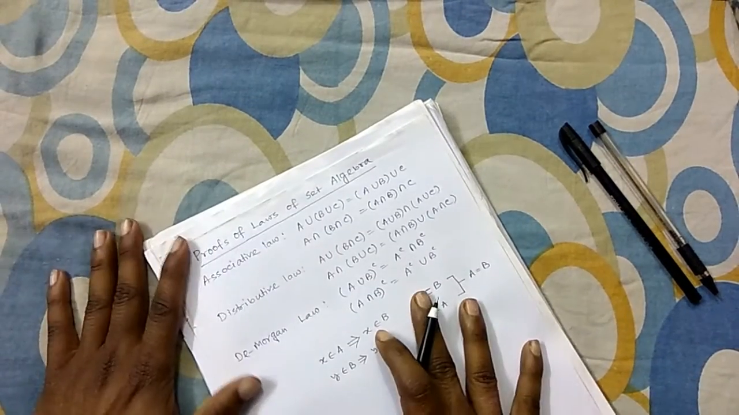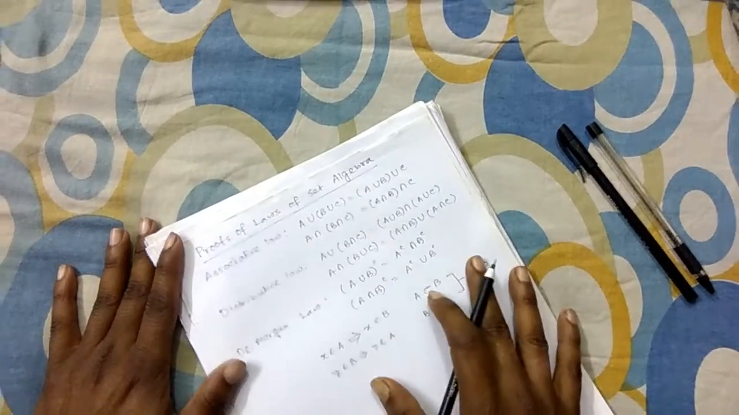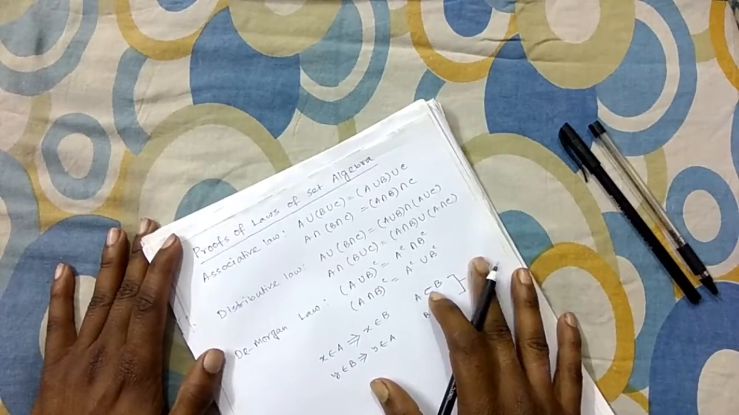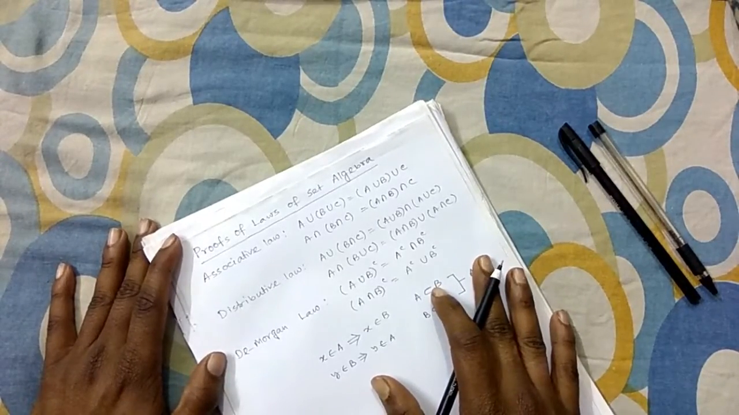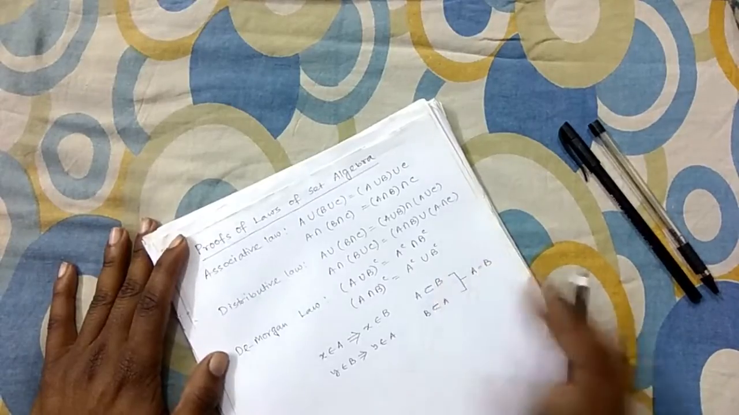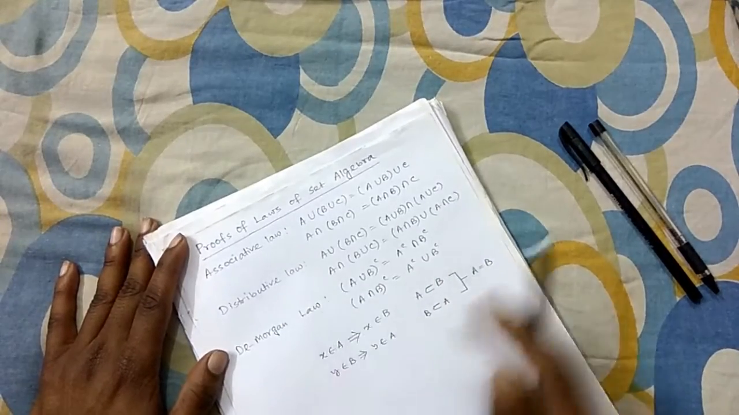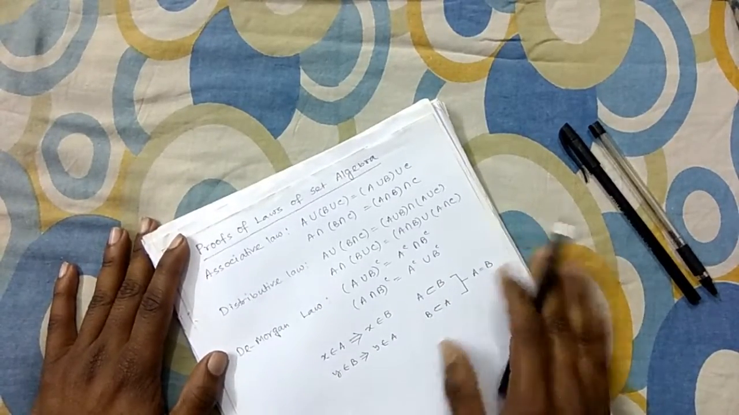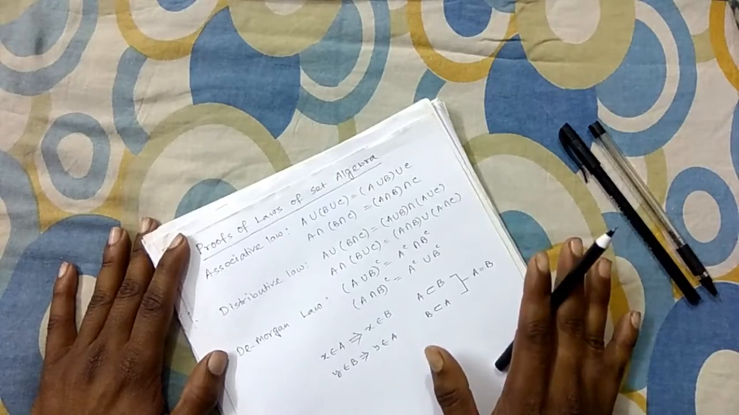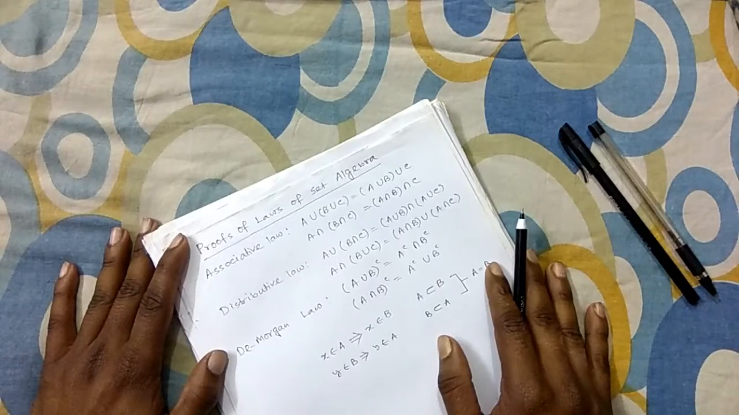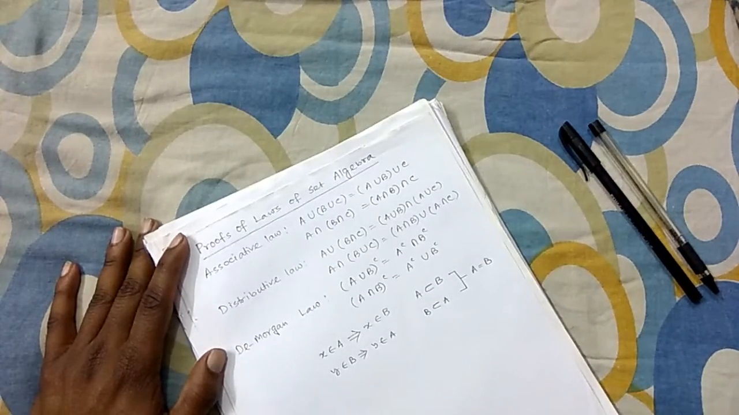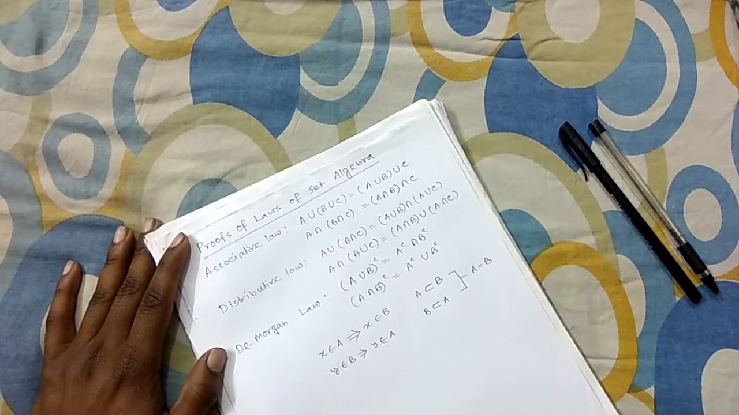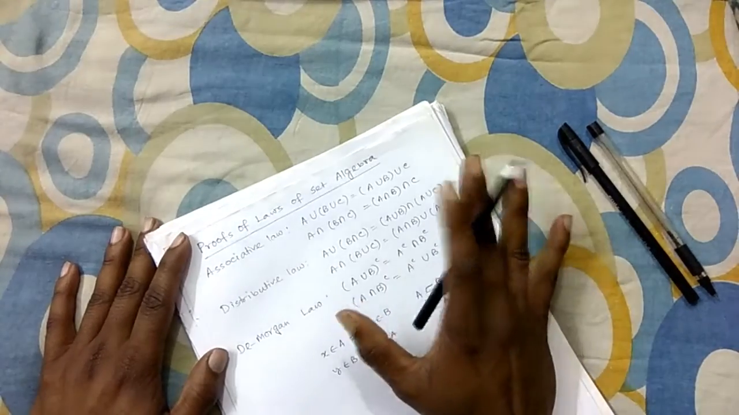Welcome friends. In our last video I said that in this video we will prove some laws of set algebra. There are some laws: associative law, distributive law and De Morgan law. You can easily prove them using a Venn diagram, but in your exams you need to prove them in an algebraic manner. So to prove them in an algebraic manner you need to know the definition of the equality of two sets, when the two sets will be equal.